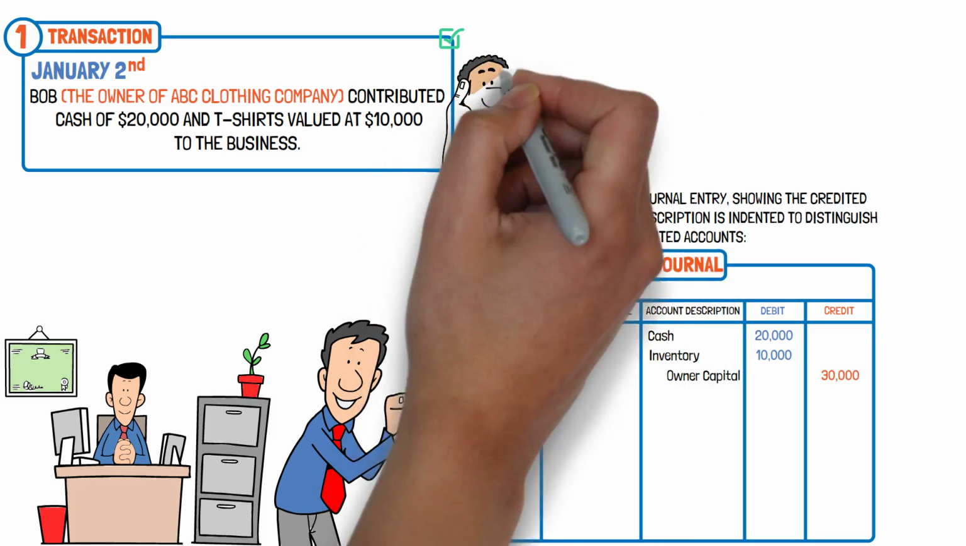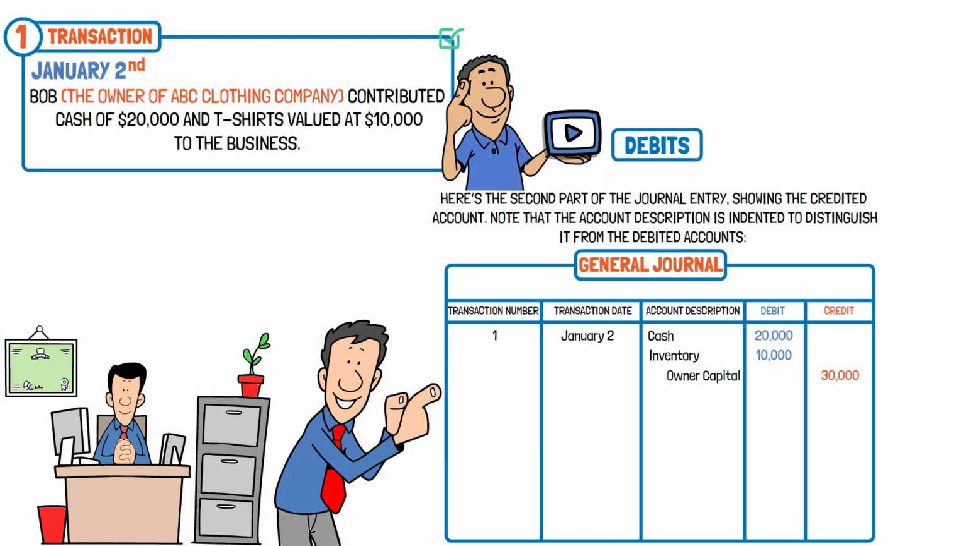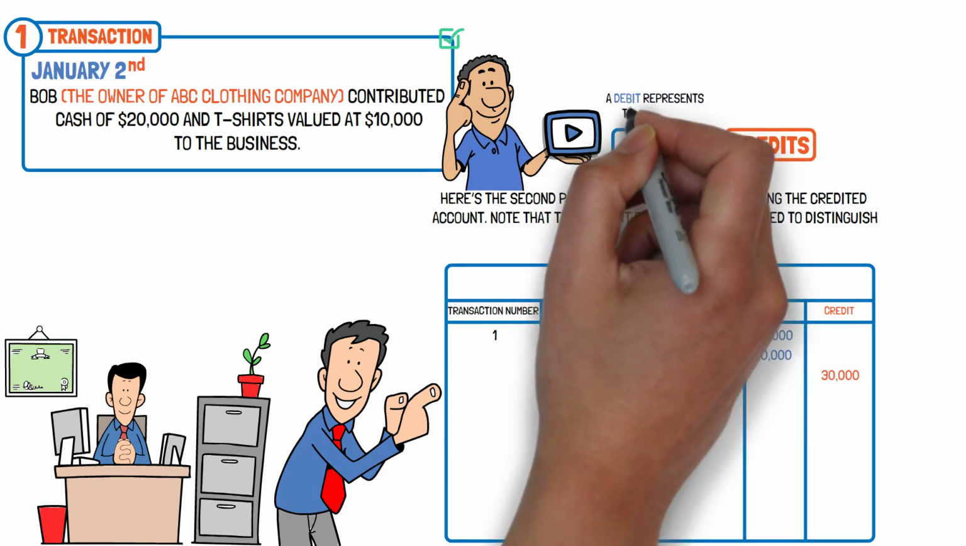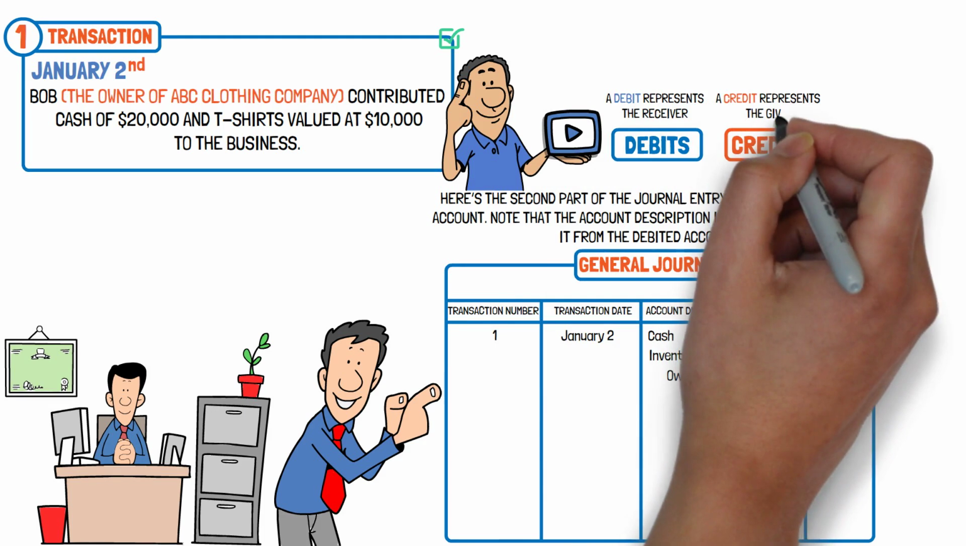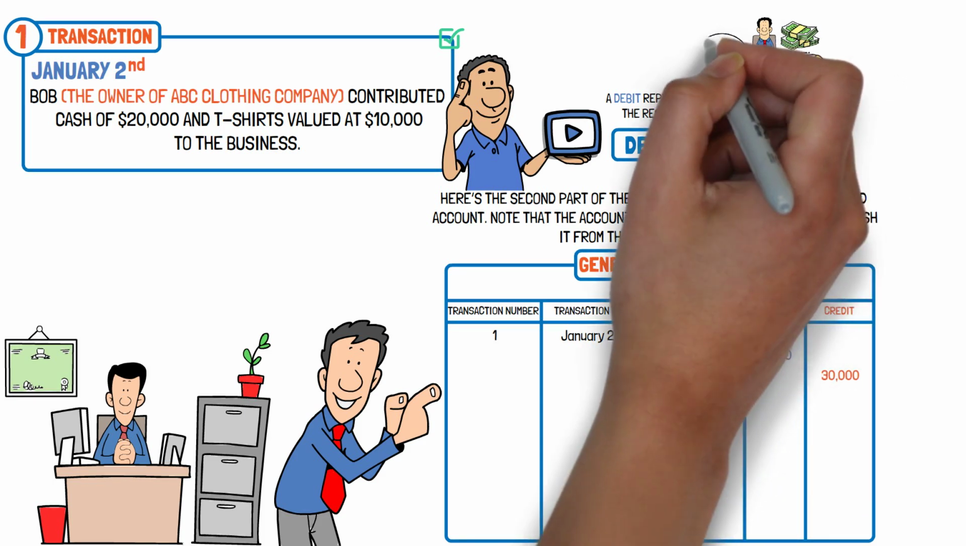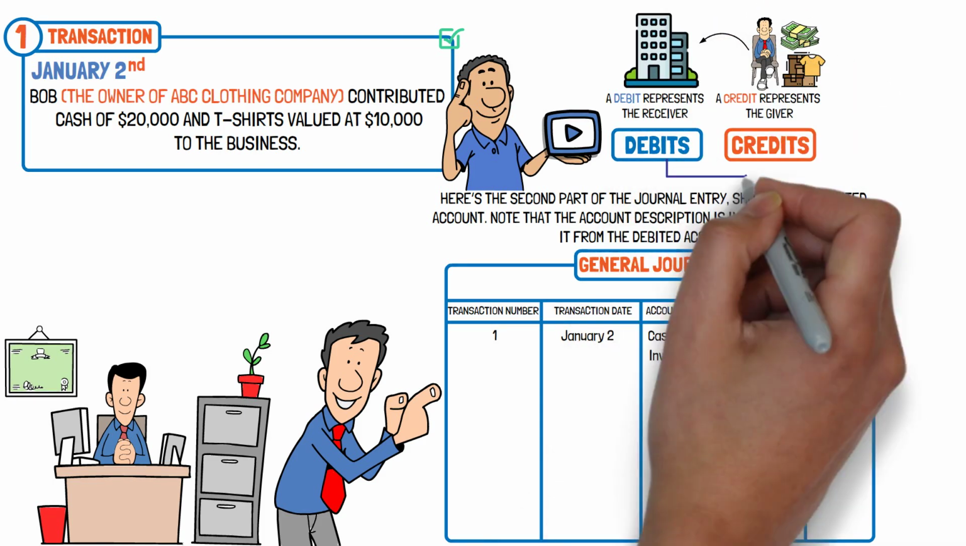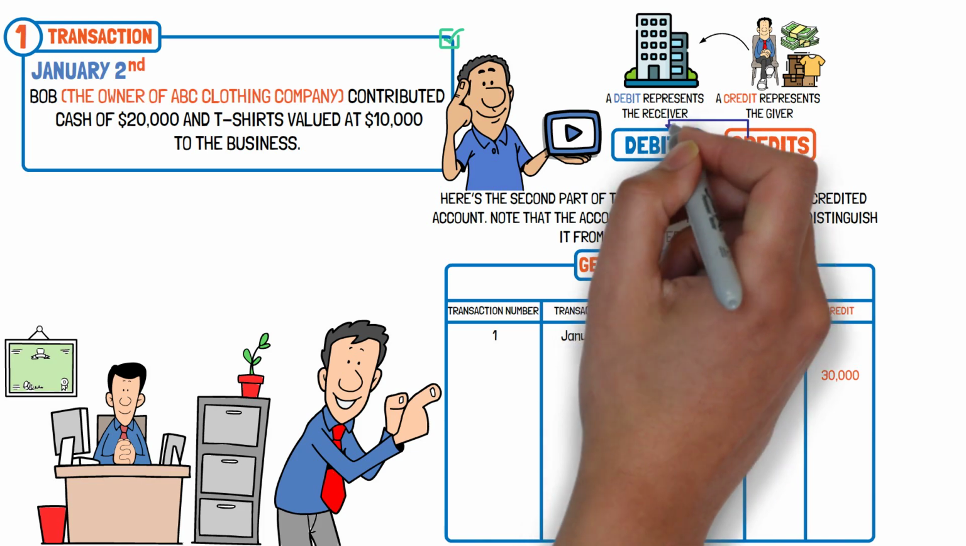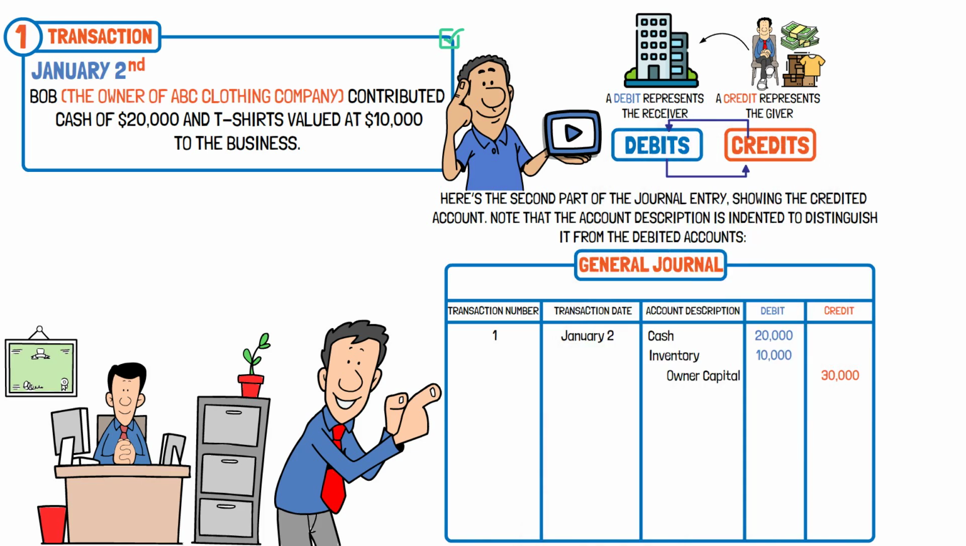As explained in the previous video on debits and credits, a debit represents the receiver, while a credit represents the giver. In this transaction, the owner, the giver, contributed cash and inventory to ABC Clothing Company, the receiver, clearly demonstrating the cause and effect relationship of this transaction.